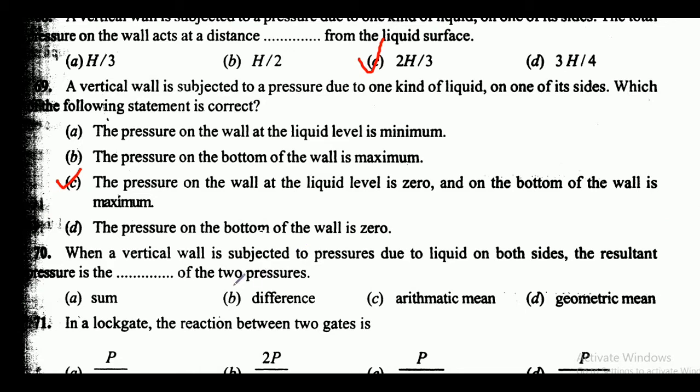Next is: when a vertical wall is subjected to pressures due to liquid on both sides, the resultant pressure is the dash of the two pressures. Options are sum, difference, arithmetic mean, geometric mean. So here friends, the correct answer is option B, that is difference.